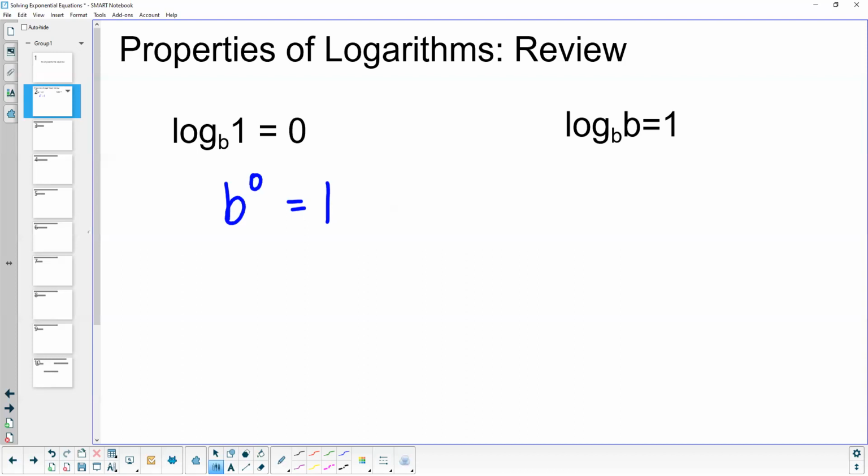The other one that we've talked about before is the fact that regardless of the base, if we evaluate it at the base, then it's going to equal 1. The reason why is any number to the power of 1 is itself.